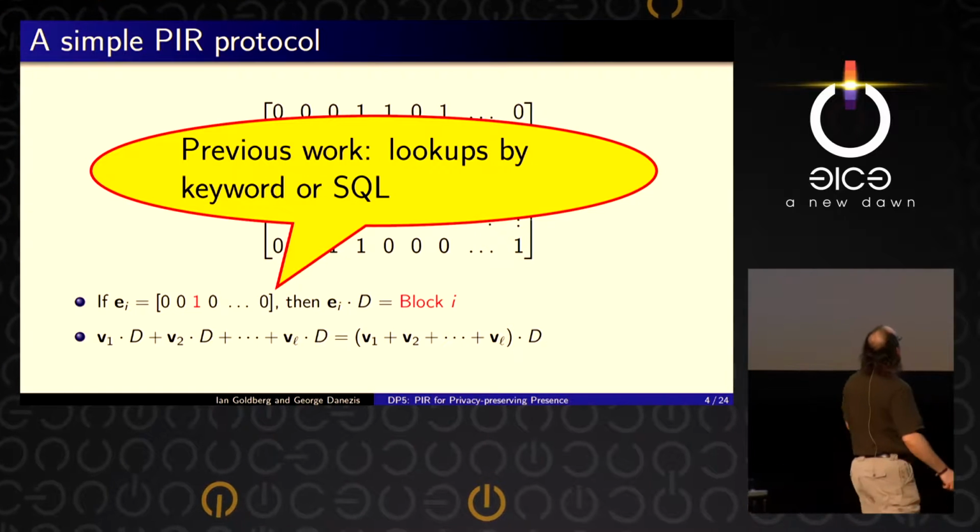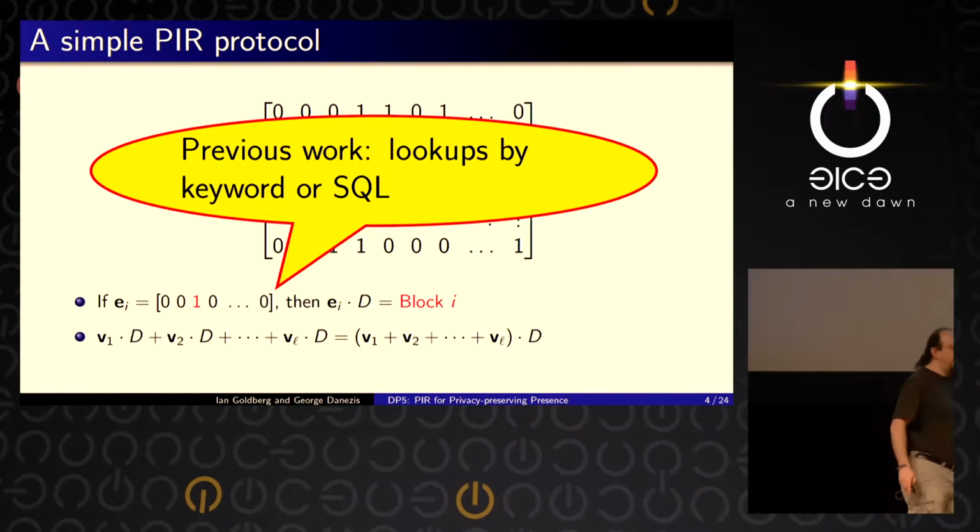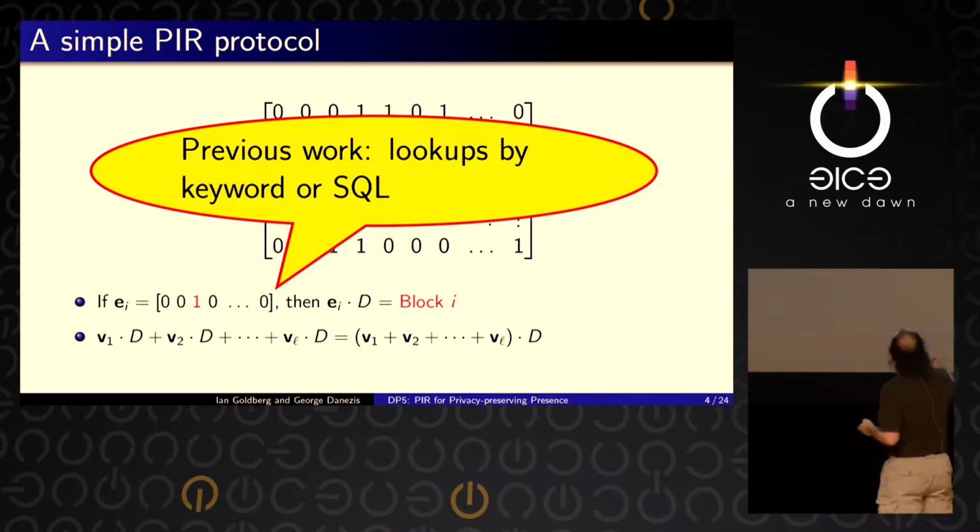And one other shortcoming of this simplistic scheme is that it's not robust. And what do we mean by robust? So if you look here, what happens?